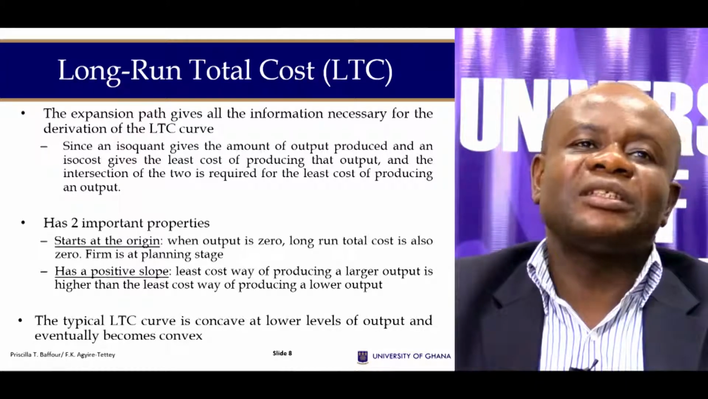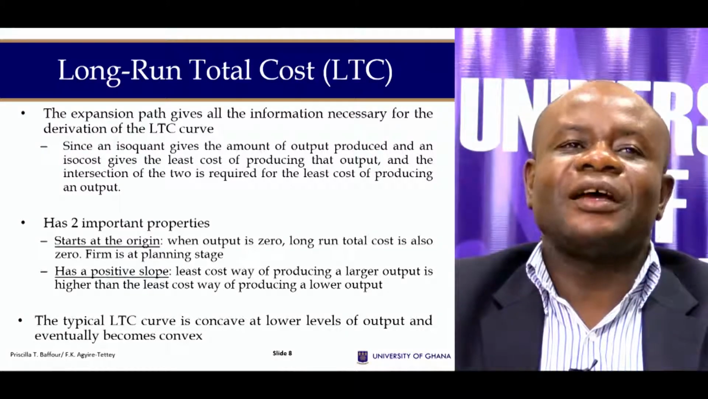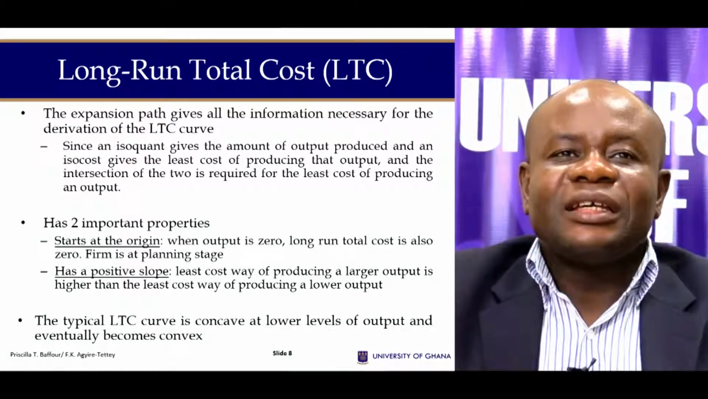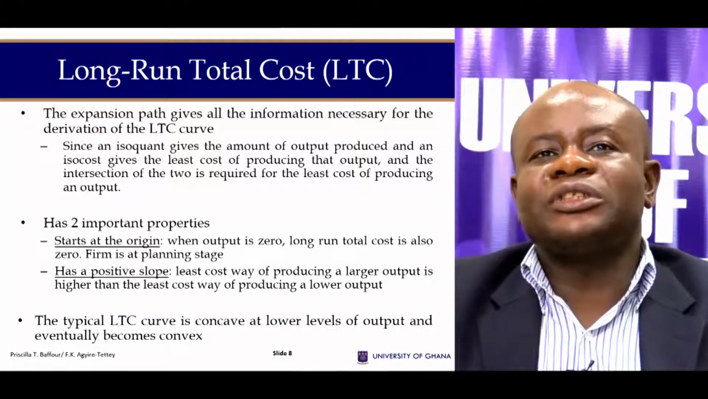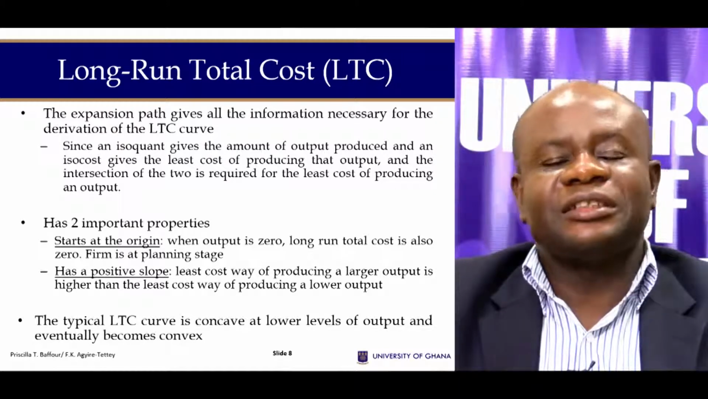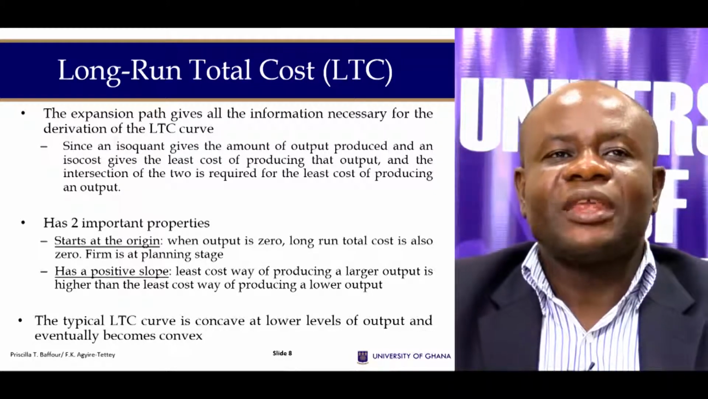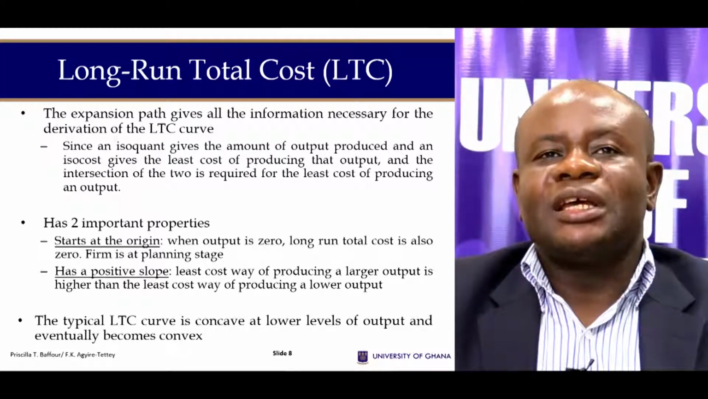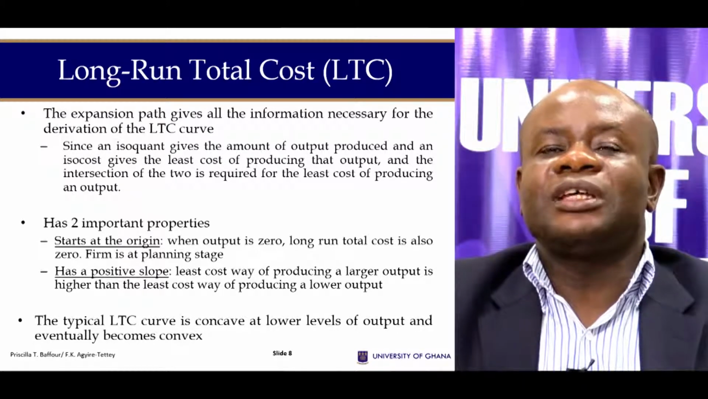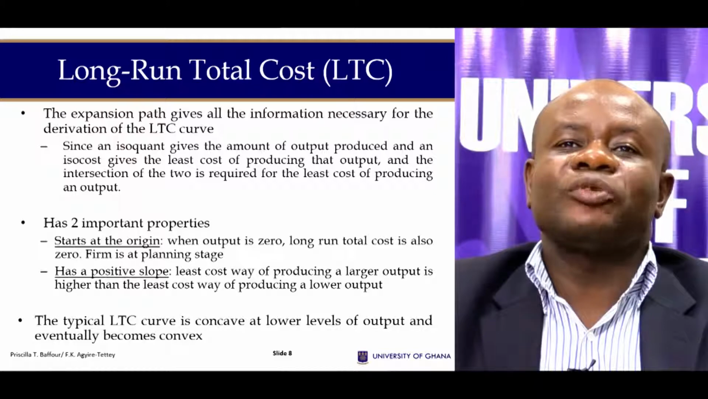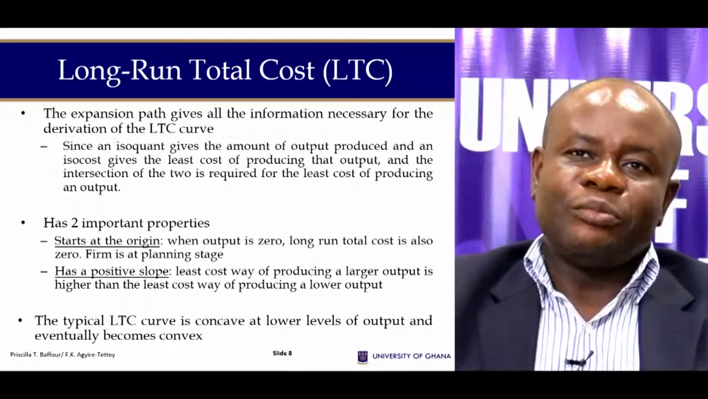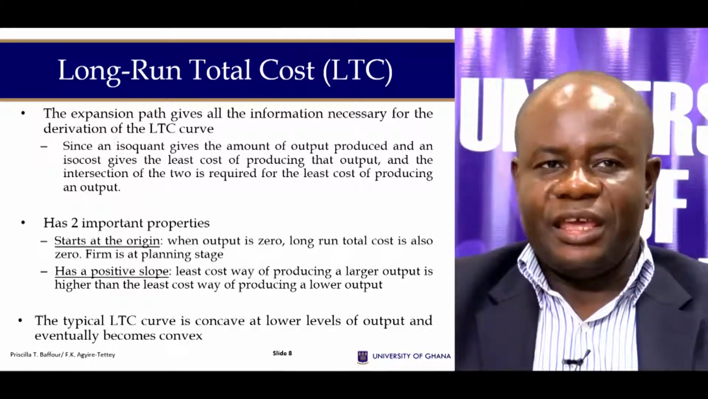Two important properties must transpire here. The long-run cost curve has two important properties. It starts from the origin, and when the output is 0, long-run cost is also 0. The firm is at a planning stage. It also has a positive slope. The least cost of producing a larger output is higher than the least cost of producing a lower output. So there is a positive slope. As we produce more, the cost incurred increases.